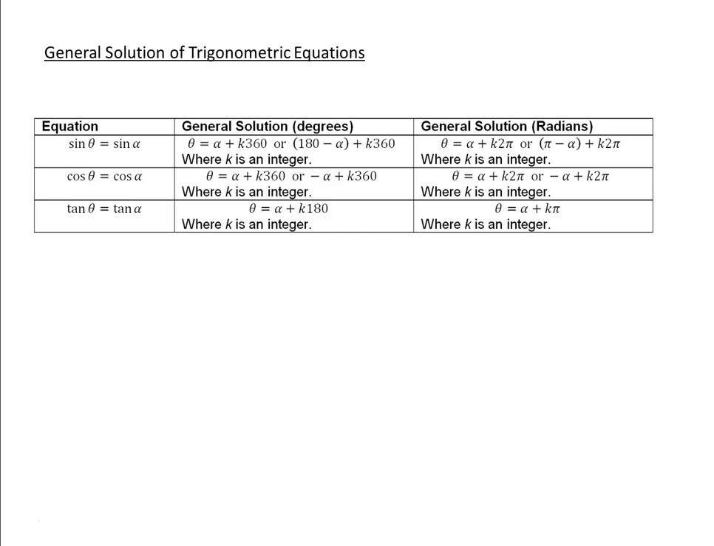So, first of all, considering the general solution of trigonometric equations, there are three cases that we need to be able to handle. We need to be able to find the general solution of sine theta equals sine alpha, the general solution of the equation cos theta equals cos alpha, and the general solution of the equation tan theta equals tan alpha. And we need to be able to do that either in degrees or in radians.